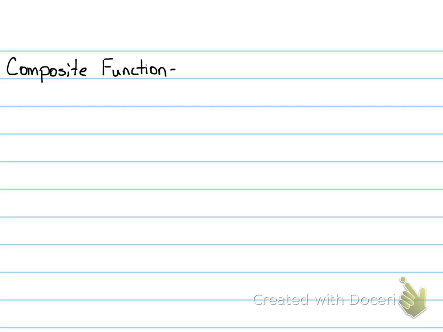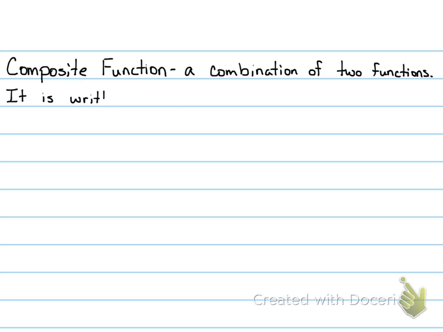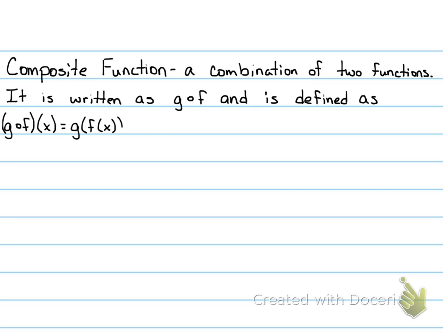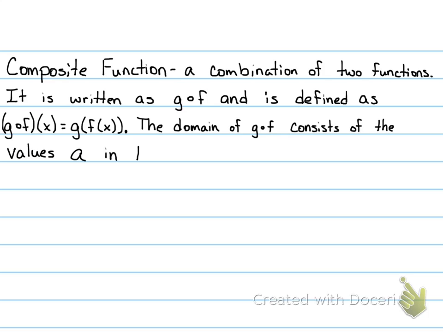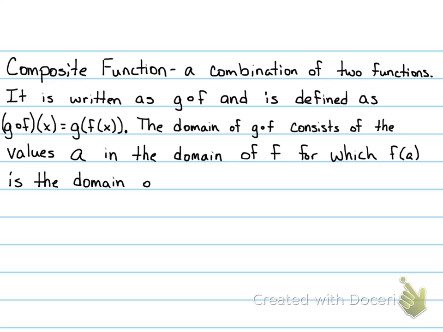So next we need to talk about composite functions. It's a combination of two functions. It is written as g of f. Now, that is an open circle. Do not get that confused with multiplication. So it's written as g of f, and is defined as g of f of x equals g of f of x. The domain of g of f consists of the values a in the domain of f, for which f of a is in the domain of g.